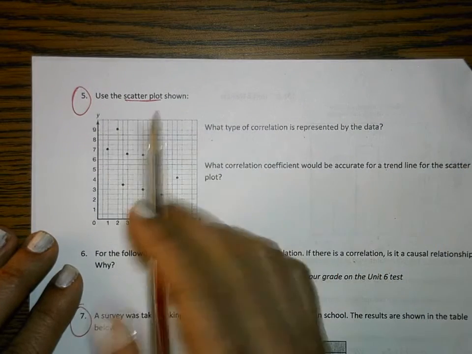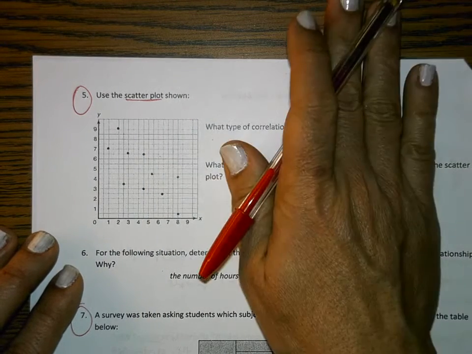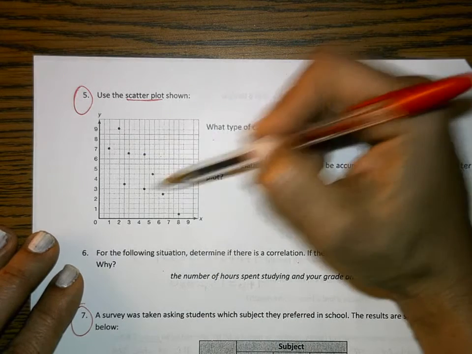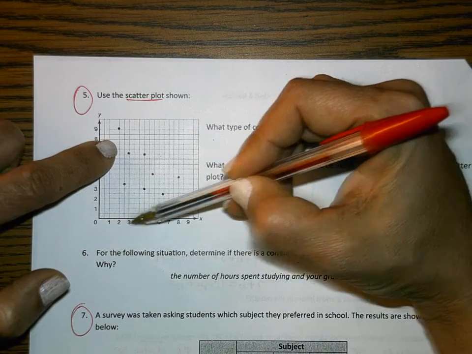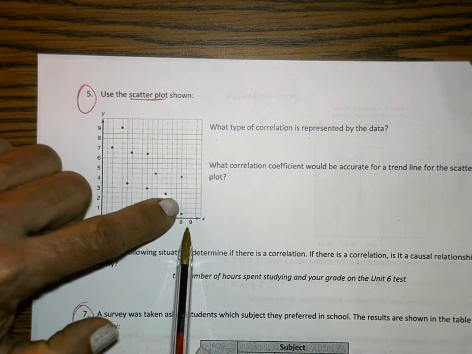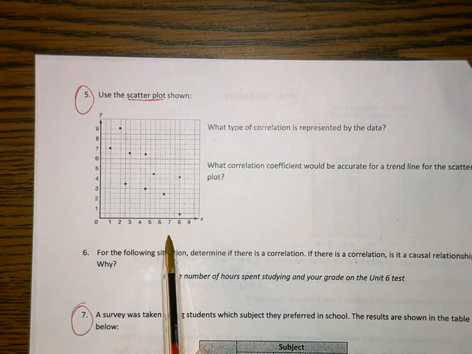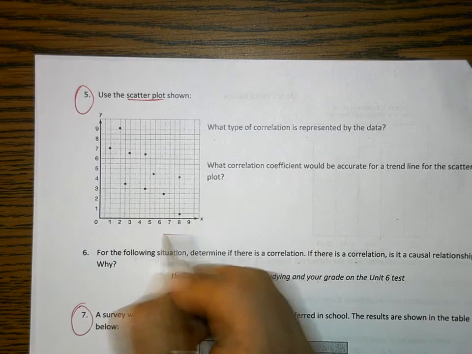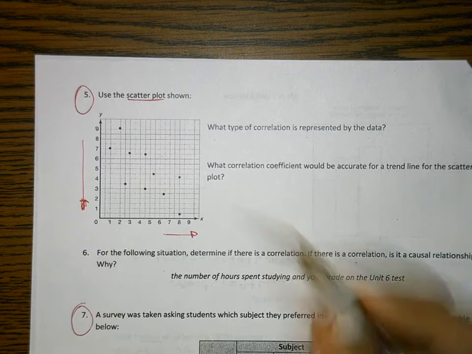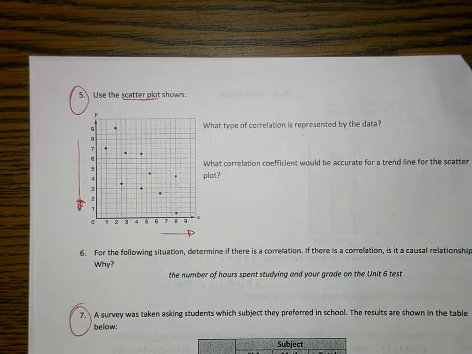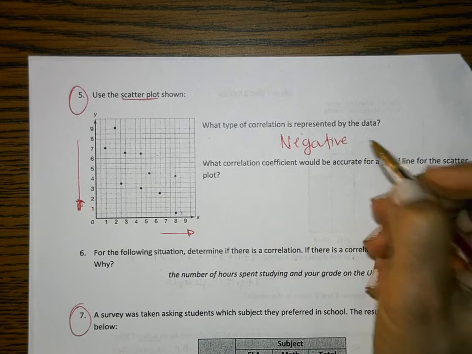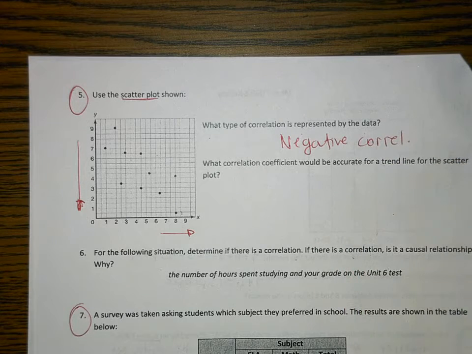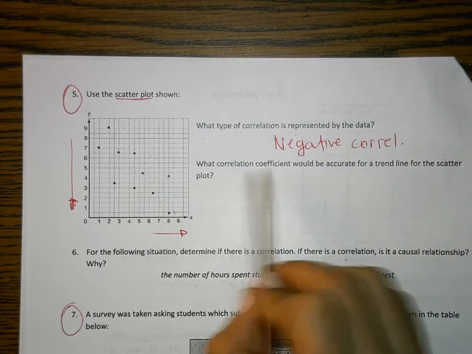We're talking about using the scatter plot shown to answer the following questions. So let's first look at it before we even look at the questions. We have these dots right here. It looks like lower x values have higher y values. And then as I go up on the axis, it looks like y decreases. So it looks like these dots are coming down here, okay? They're smaller and smaller as I increase. So as x is increasing here, it looks like y is decreasing, okay? So what type of correlation is represented by the data? Well, it looks like these dots are coming down, so it is a negative correlation, okay? Negative correlation.